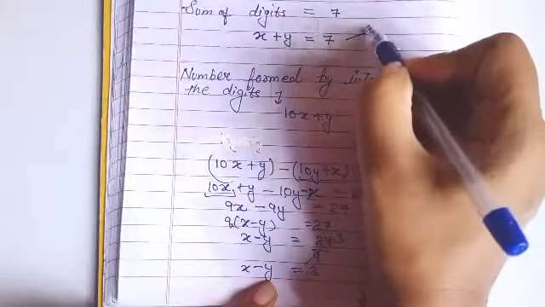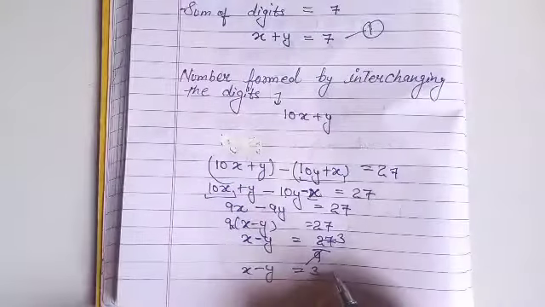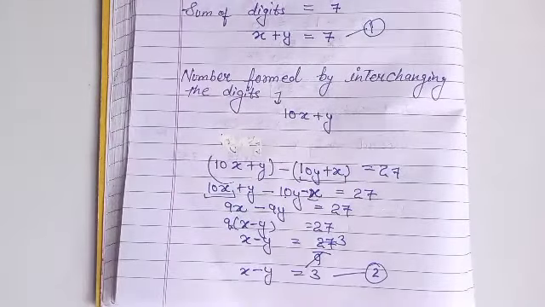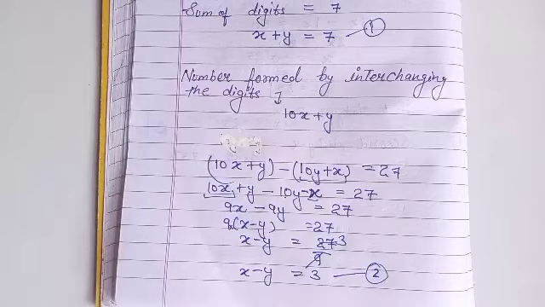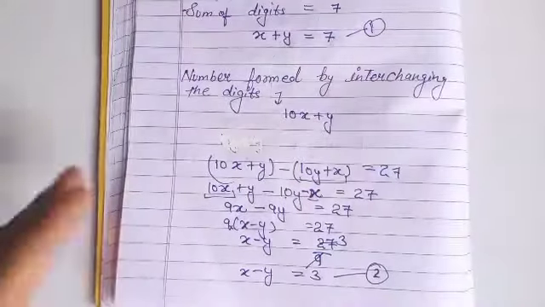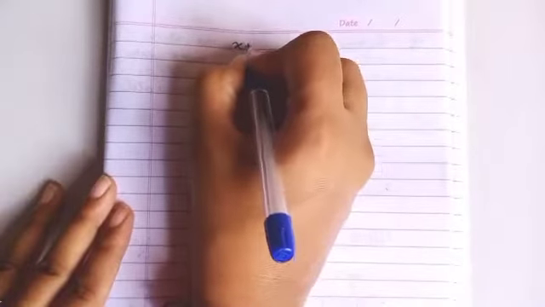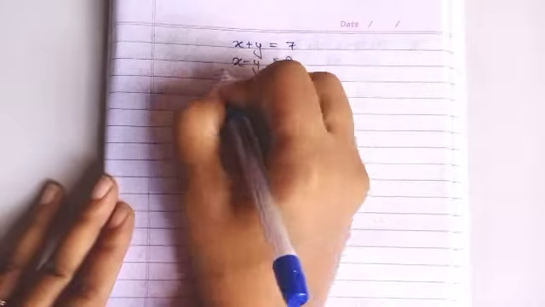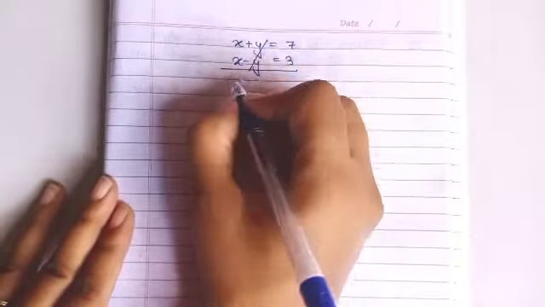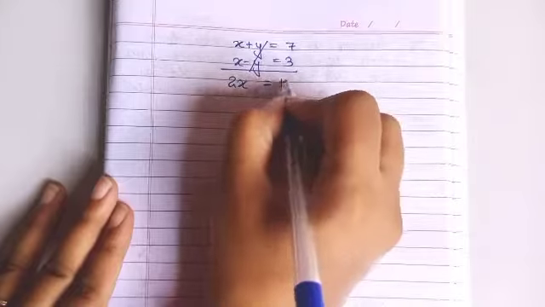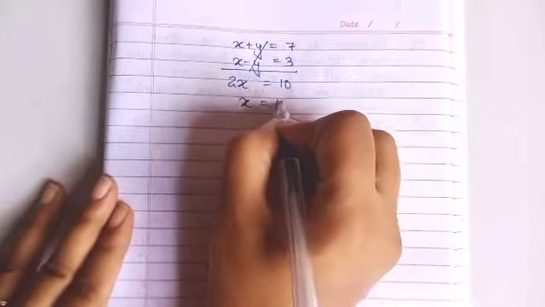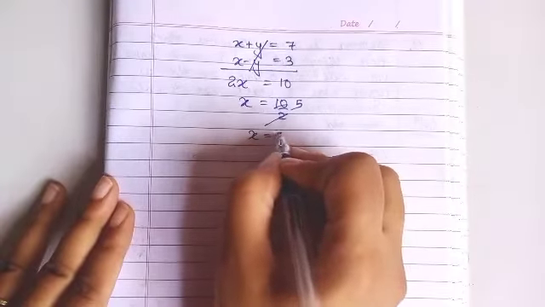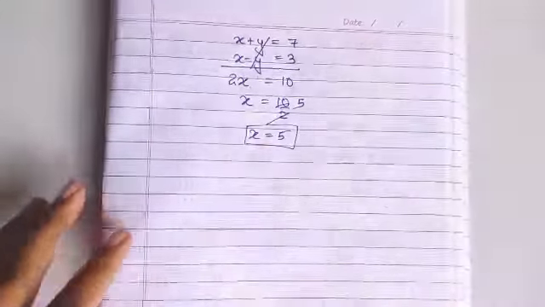One equation was this, x plus y is equal to 7. Second equation is this, x minus y is equal to 3, right? Now to find the value of x and y, we will add these two equations. So add them, x plus y is equal to 7, x minus y is equal to 3. Cancel out, x plus x, 2x is equal to 10. So x is equal to 10 divided by 2 is equal to 5. So x is equal to 5, right? This is the value of x.